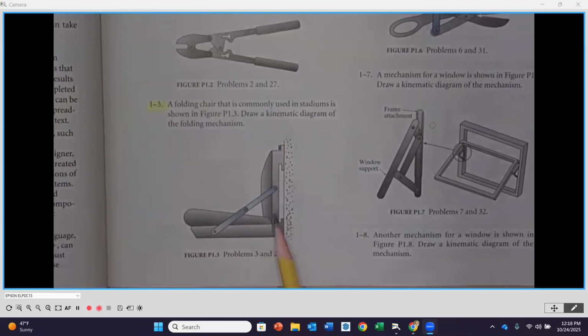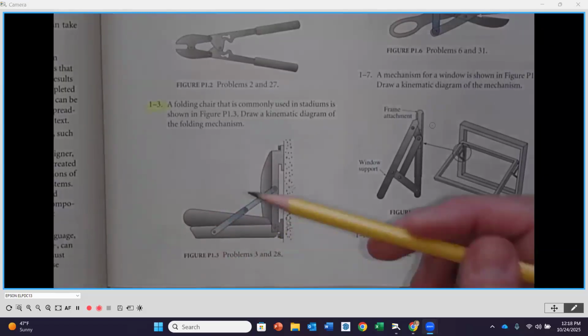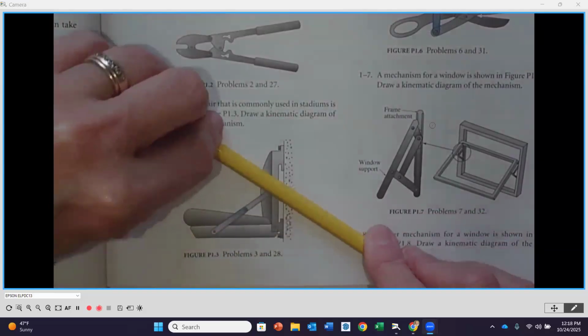Okay. So here, as we look at our folding chair, what we want to do, again, is identify what the mechanisms are and then where the frame is. You're going to notice that the cushioned part, well, I guess they're both cushioned, but this part of the seat is going to pivot up.